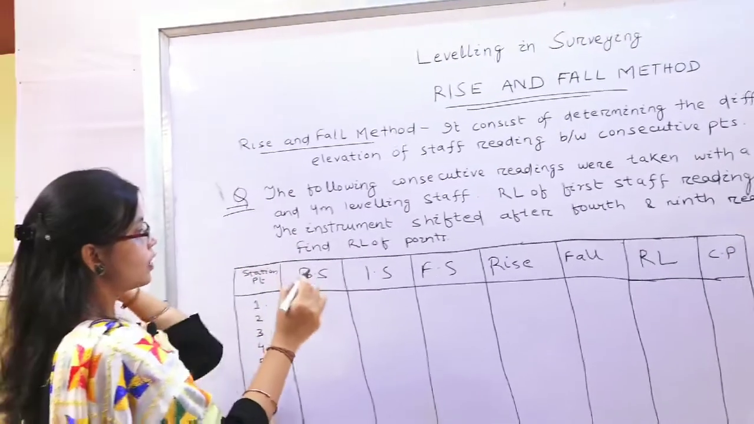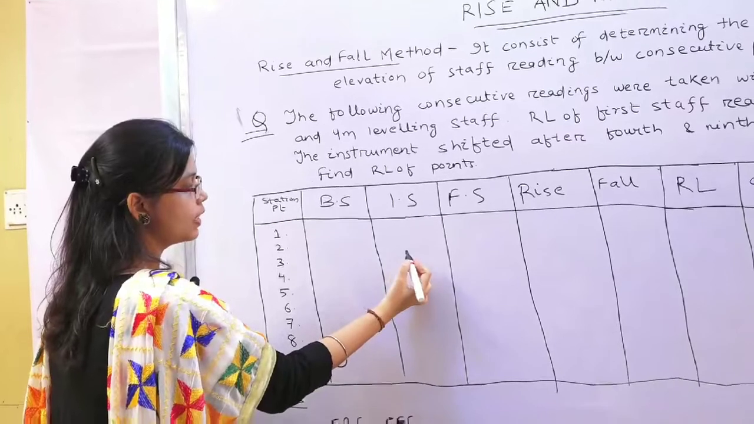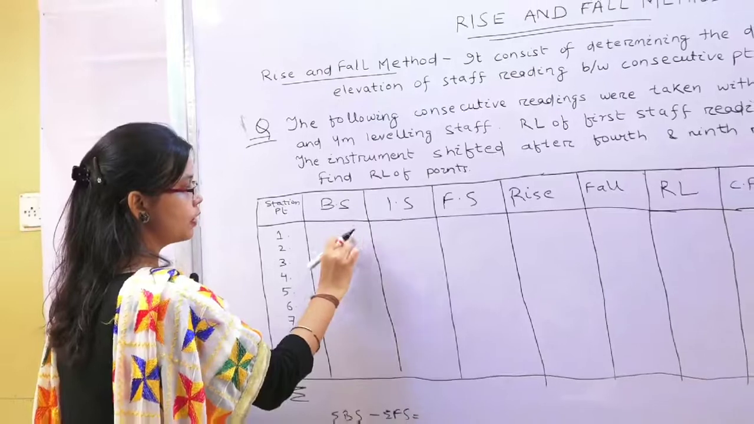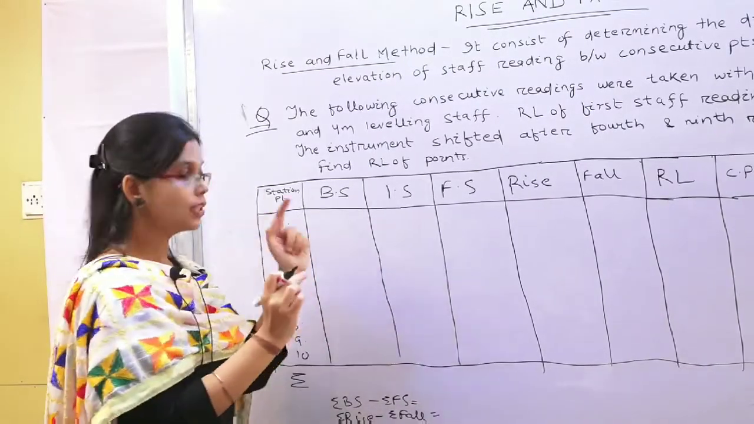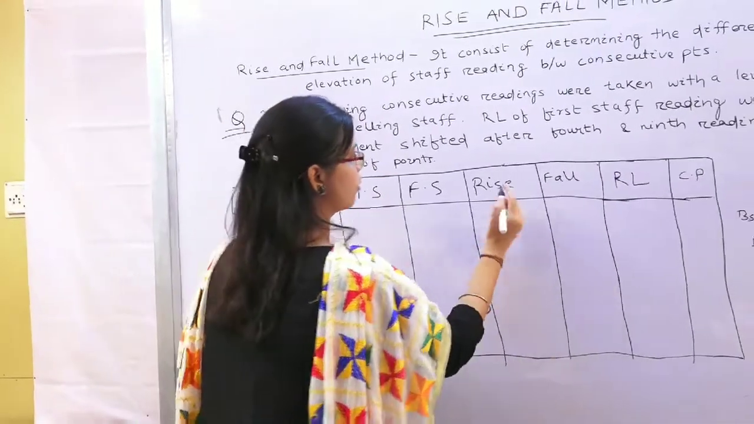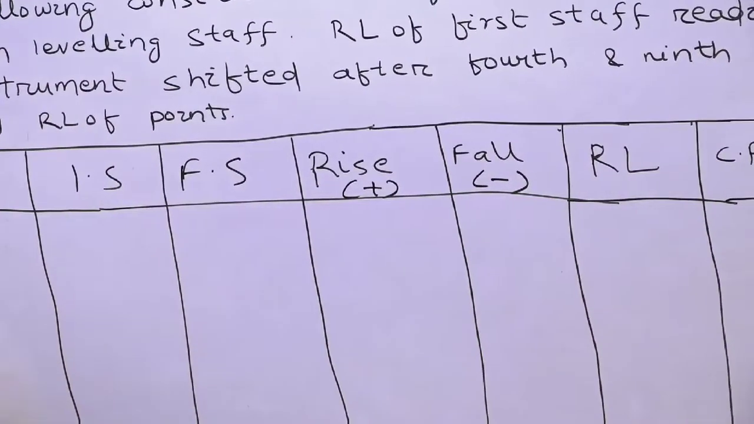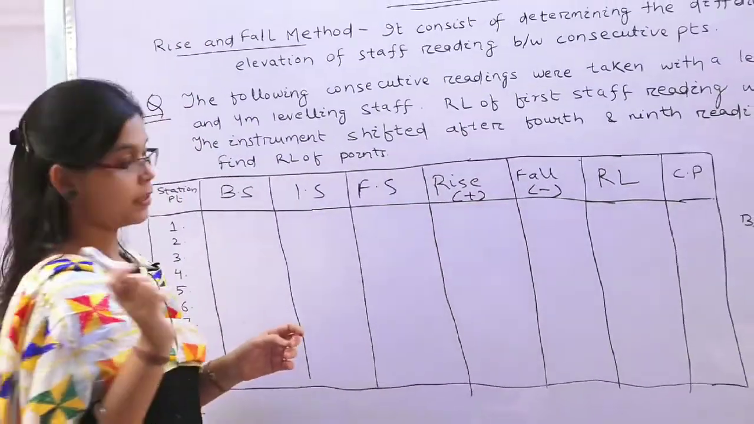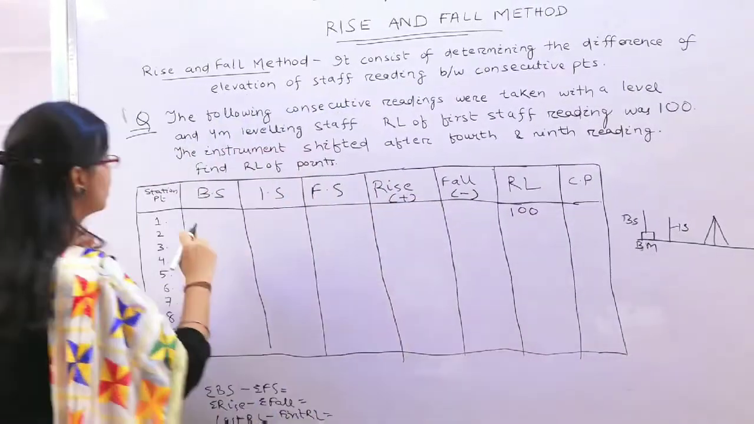Here you will get a backside reading, and here again we will get an intermediate sight reading. The difference of these two consecutive readings, the first reading and the next reading, is called the rise or fall. We will get the rise value or fall value. Rise is positive and fall is negative. And here the RL, the reduced level of the first staff reading, is given as 100.